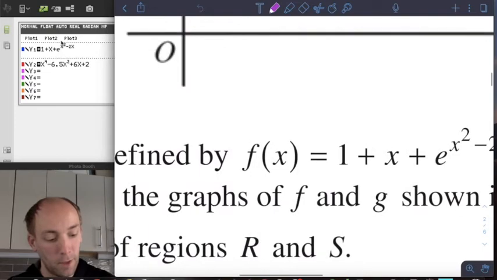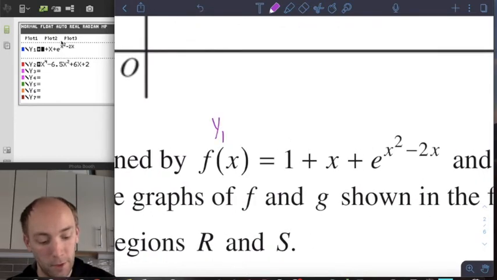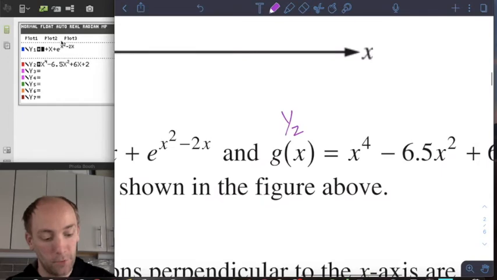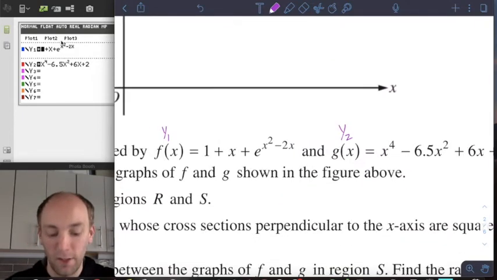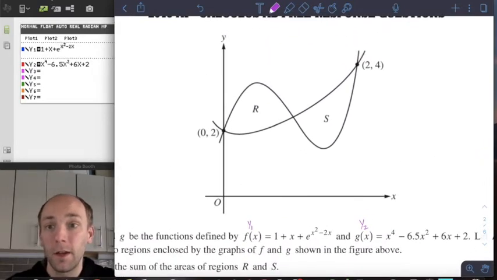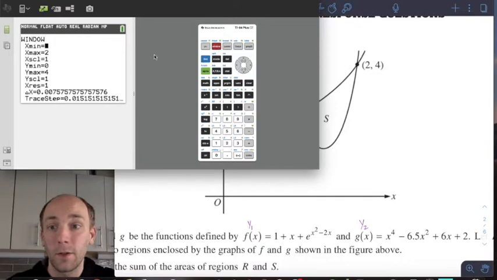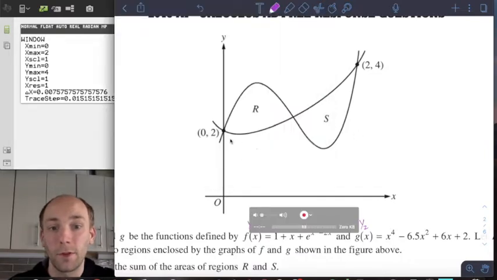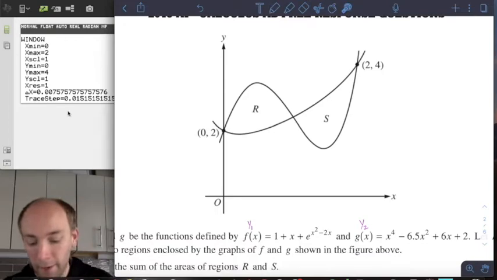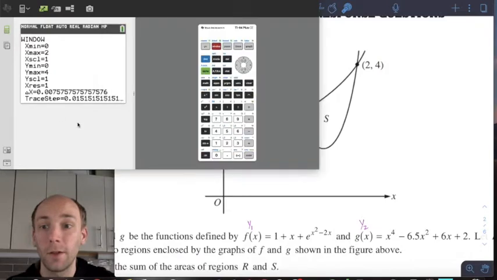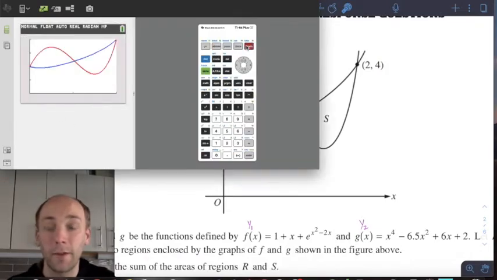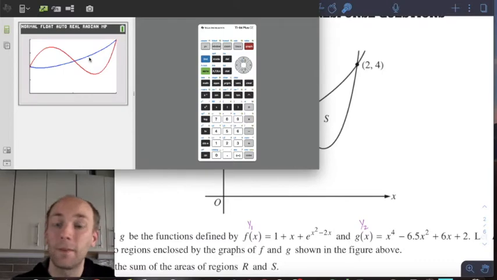On my paper, I'm going to denote f as y1 and g as y2, so I know for future reference which ones they are. The other thing I've done on my calculator is set my window to match what's on my graph. Notice how the x-coordinates go from 0 out to 2, and the y-coordinates go from 0 to 4. So I've set my window to be the same, so on my calculator I can see the same thing that's on my paper.